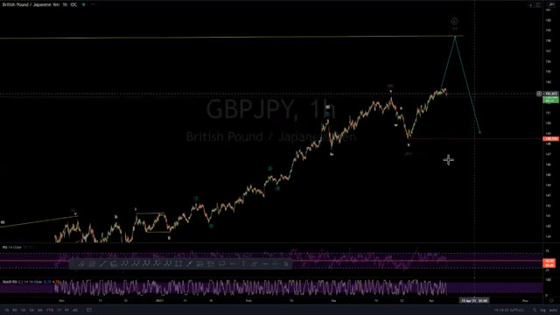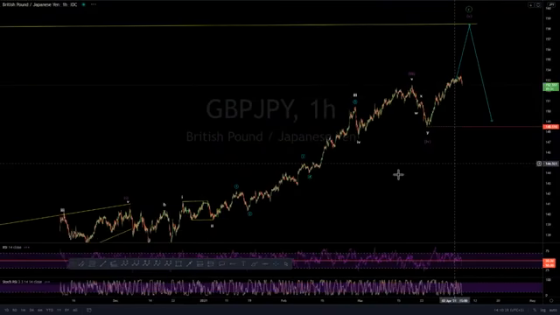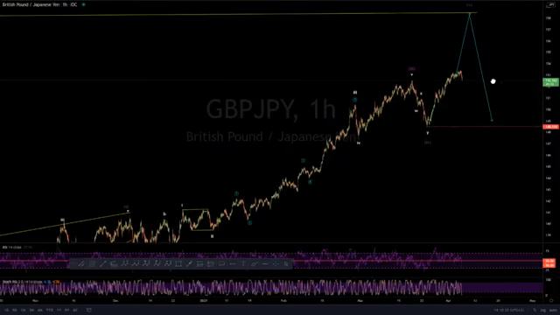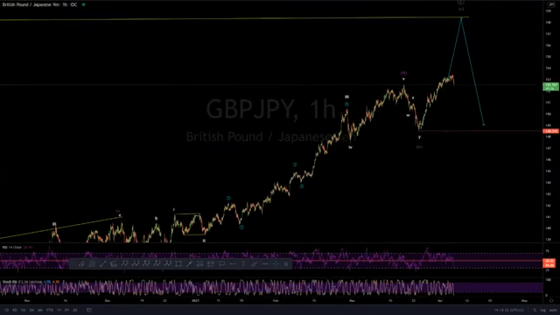All right. Any questions on pound yen, or if you are seeing it differently than the way we are seeing it? Is a truncation possible?